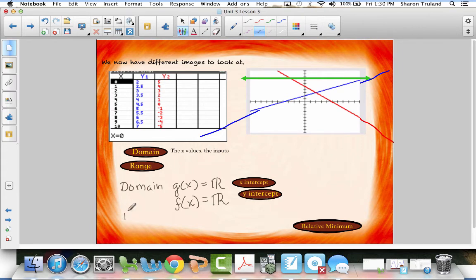The range of function g is all reals, and the range of function f is all reals.